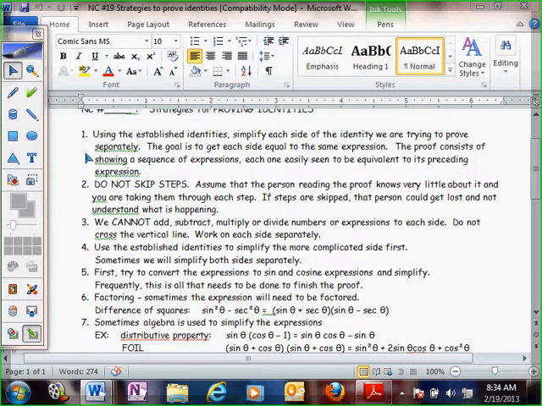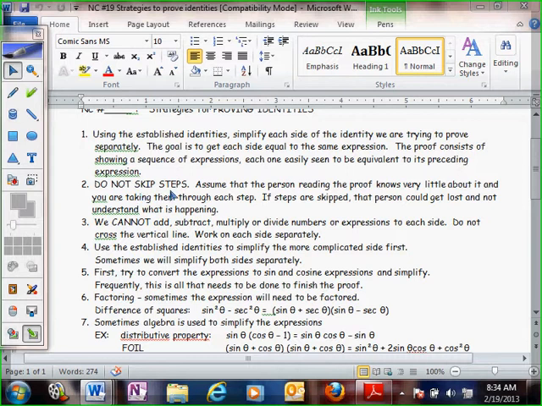First thing you might want to do is, using the established identities, in other words, what's on that note card, simplify each side of the identity we're trying to prove separately. The goal is to get each side equal to the same expression. The proof consists of showing a sequence of expressions, each one easily seen to be equivalent to its preceding expression. In other words, you're just going to take that trig note card with those identities and try to change one side or both sides to look like the other.